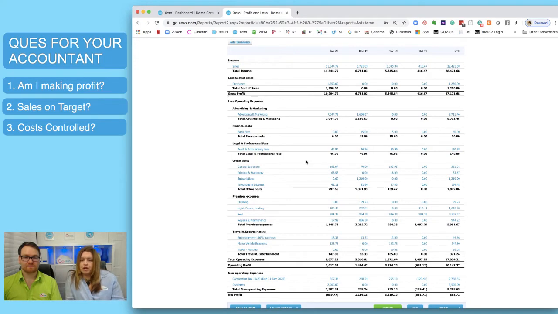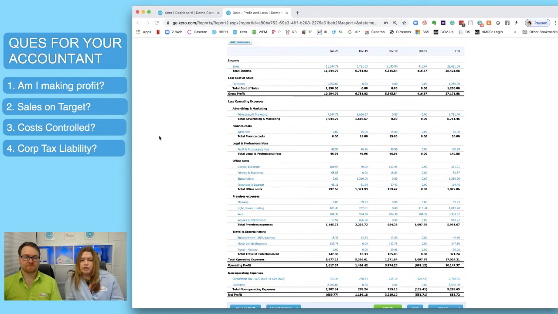You'd expect things like office costs and premises costs to be fairly static and fairly similar month on month, but you might expect things like advertising and, say you were launching a new product and you had to have some legal advice, you'd expect these kinds of costs to peak and trough as your sales activity moves.